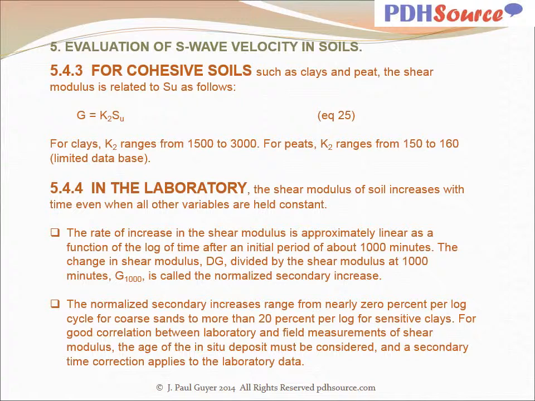In the laboratory, the shear modulus of soil increases with time even when all other variables are held constant. The rate of increase in the shear modulus is approximately linear as a function of the log of time after an initial period of about 1000 minutes. The change in shear modulus dG divided by the shear modulus at 1000 minutes, G sub 1000, is called the normalized secondary increase. The normalized secondary increases range from nearly 0% per log cycle for coarse sands to more than 20% per log cycle for sensitive clays.